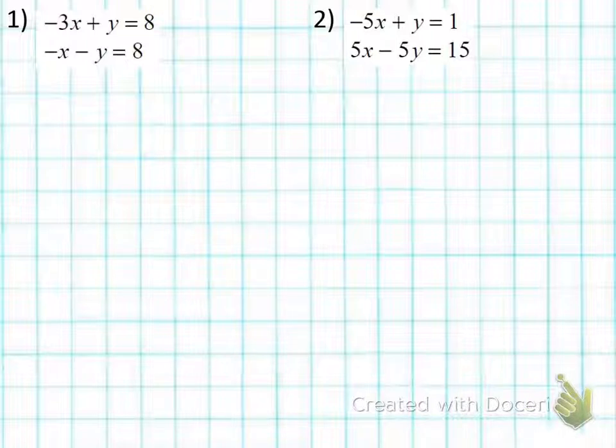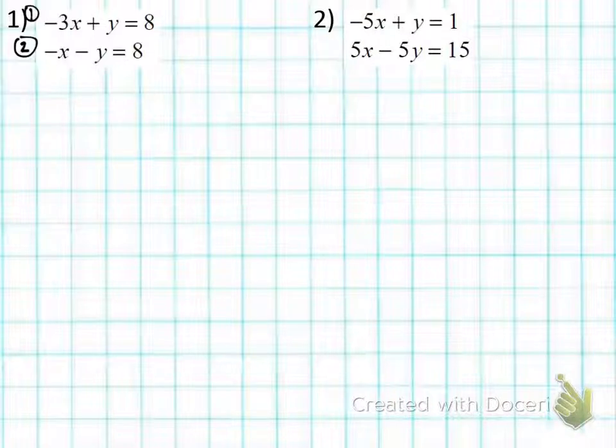Okay, so on number 1, we got negative 3x plus y is equal to 8, and negative x minus y is equal to 8. So, the first thing I always want to do is figure out what we are supposed to do. The directions say solve the system by elimination. Since there's two equations, I like organizing my work, so I like naming my equations. I'm going to take this first equation and call it equation 1, and the second equation and call it equation 2, and I'm going to write that down. I just put a little 1 and a little 2 and circle it. That's all I'm doing, okay? That way I know what the equations are.